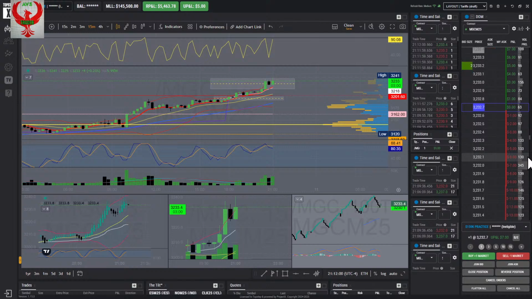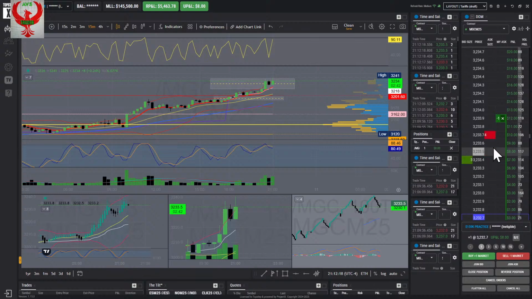Dakota, are market makers still involved in these market conditions? Market makers are always involved, and that's what helps make the market. That's a move right there. That is 200 points tonight. Up 200 points, down 200 points.